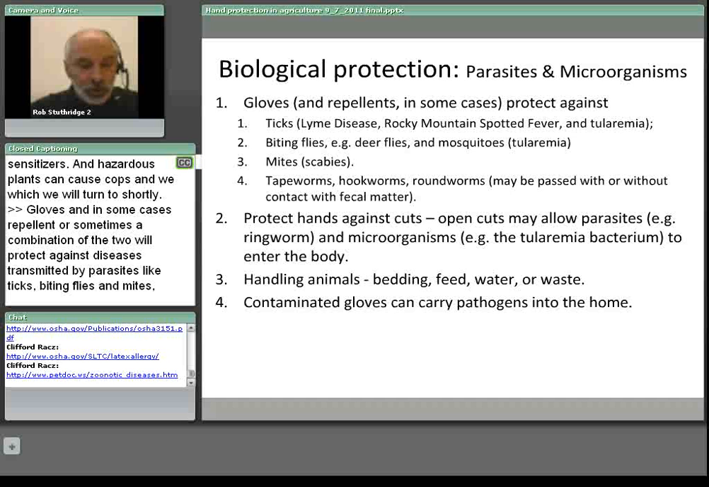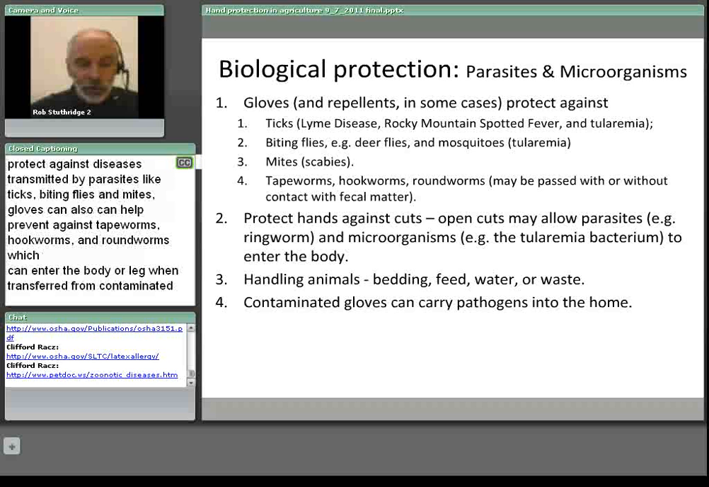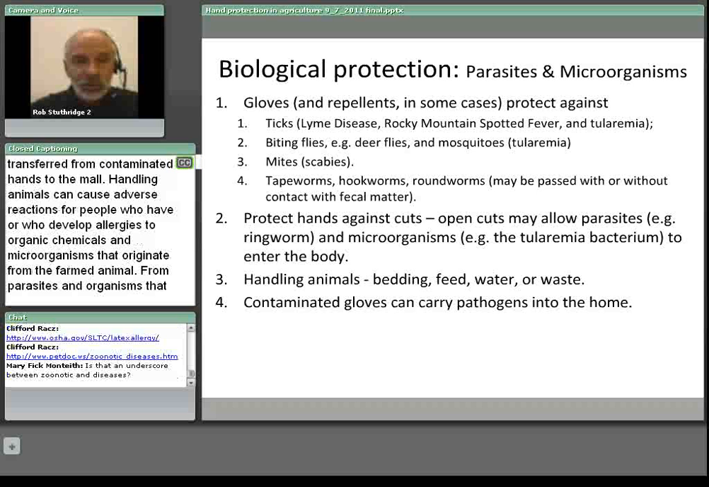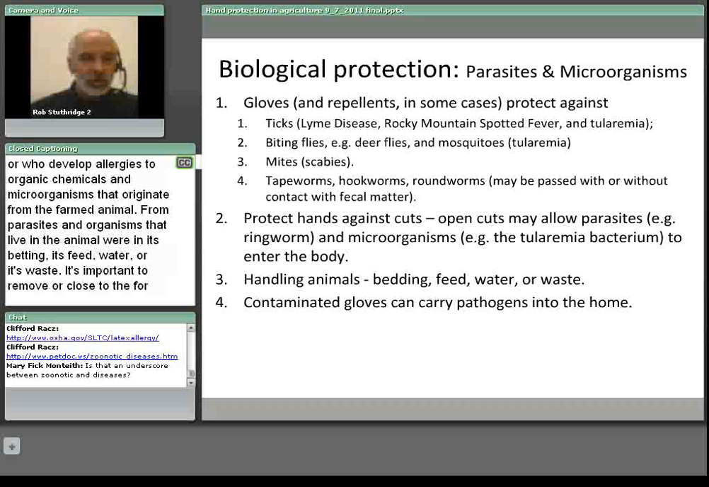Handling animals can cause adverse reactions in people who have or who develop allergies to organic chemicals and microorganisms that originate from the farmed animal, from parasites and organisms that live on the animal, or in its bedding, its feed, its water, or its waste. It's important to remove work gloves before entering the home, and that way we can reduce the risk of introducing those diseases and other biological hazards to the rest of the family.